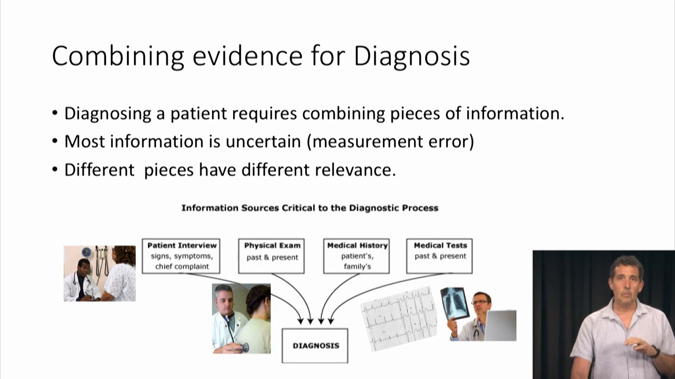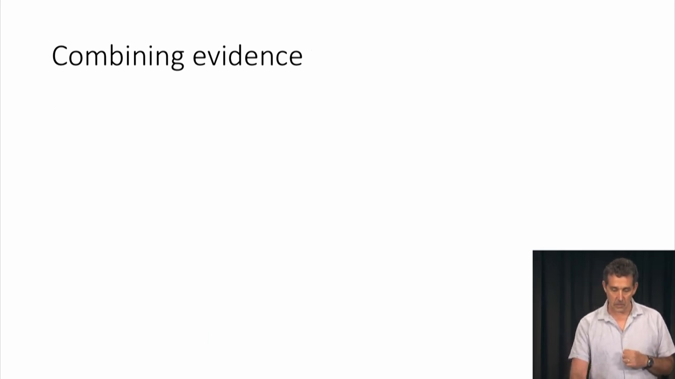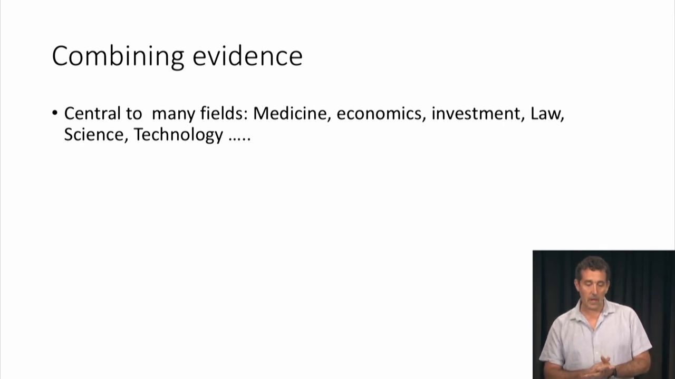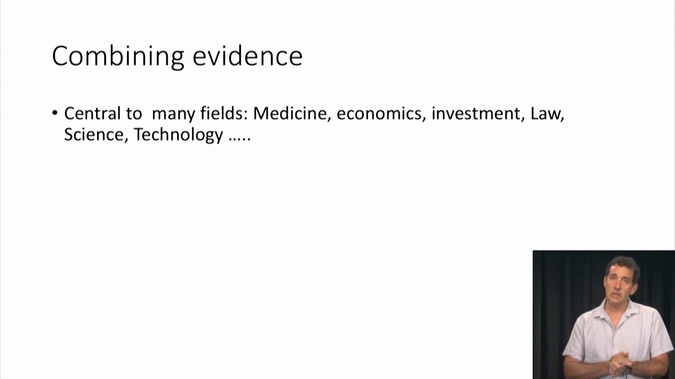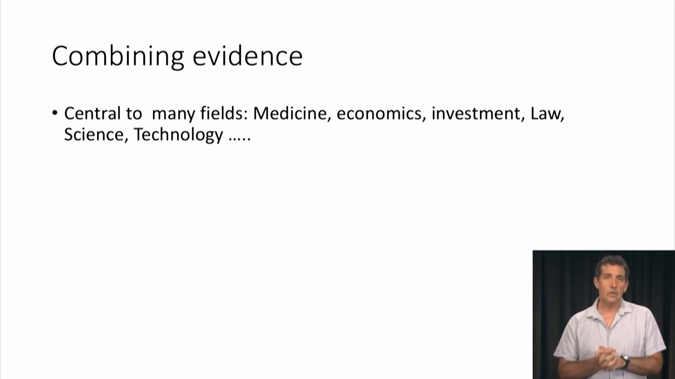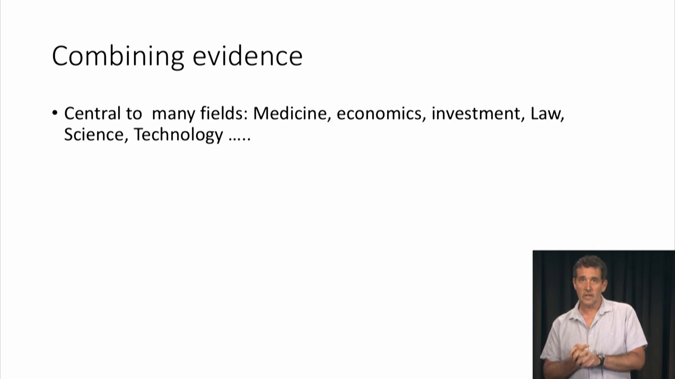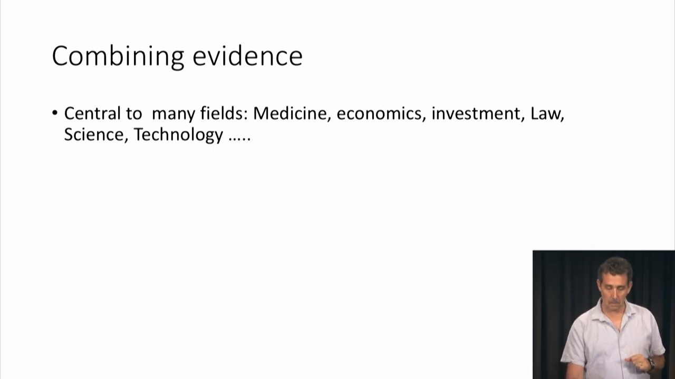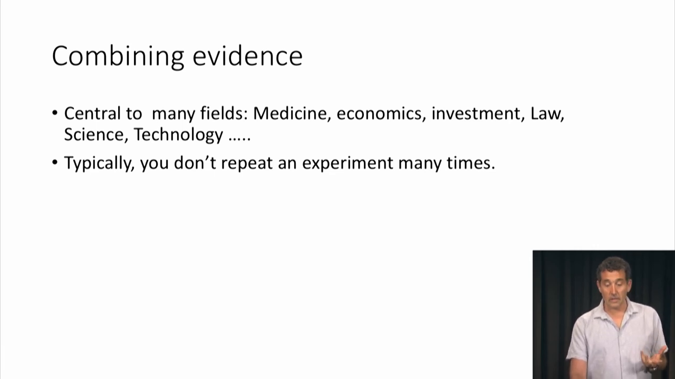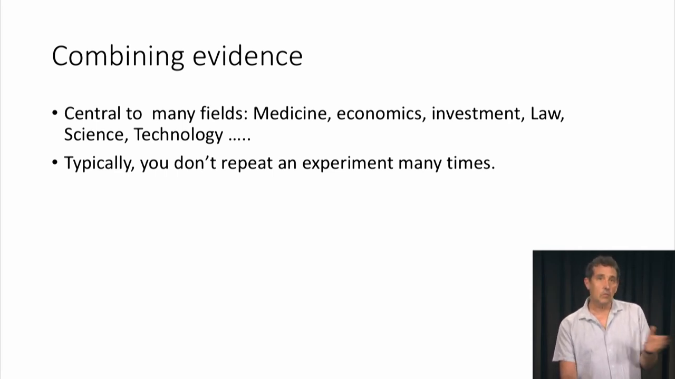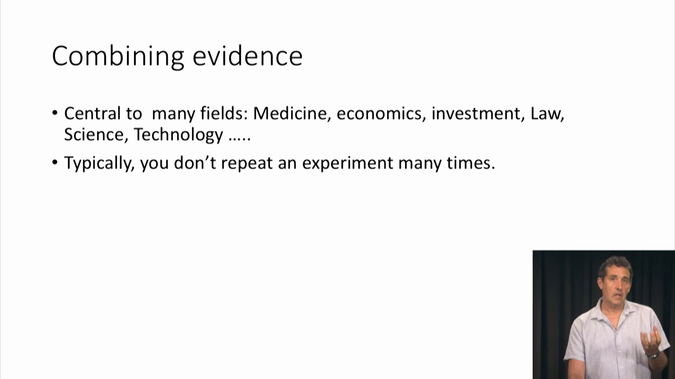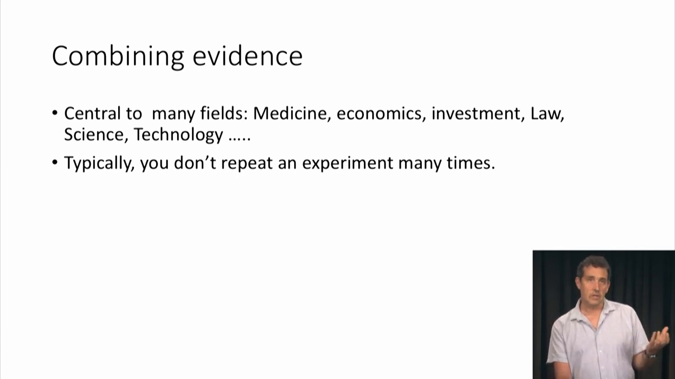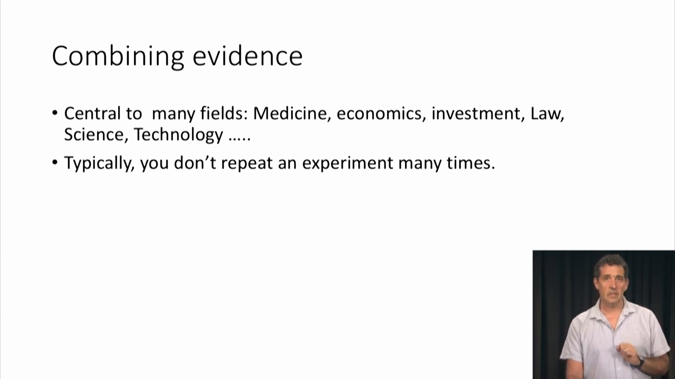this kind of problem appears all over and not just in medicine. When we talk about combining evidence, we are talking about things that are central to medicine, economics, investment, law, science, technology, many different things that rely on combining evidence. And if they want to do it quantitatively, then they use probability and statistics. Typically you don't repeat an experiment many times. In some very particular situations you do, but in most of the important decisions that a doctor is faced with, they have this one patient that they need to treat. So there's no meaning to saying really what's the probability of something.